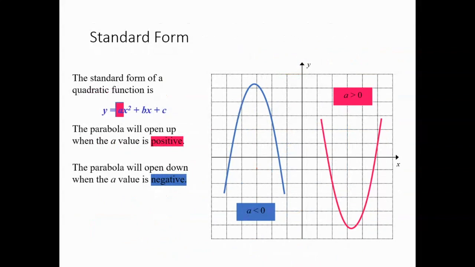Okay, so next we'll look at when a function is in standard form. So standard form looks like this: y equals ax squared plus bx plus c. And you can notice here we don't have anything in brackets. We have an x squared and an x term, which is not what we had in the last one.